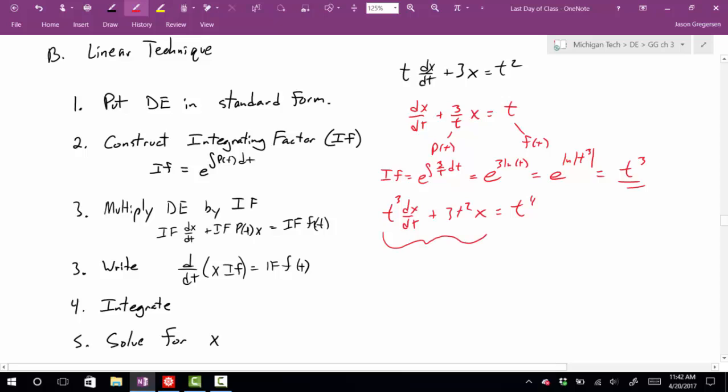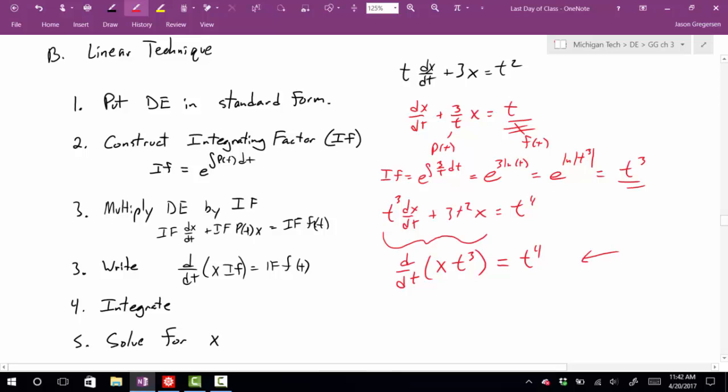Then we recognize that left-hand side as the derivative of your dependent variable times your integrating factor, which is equal to your function, f of t, times your integrating factor. You can really jump to this step. That's okay.